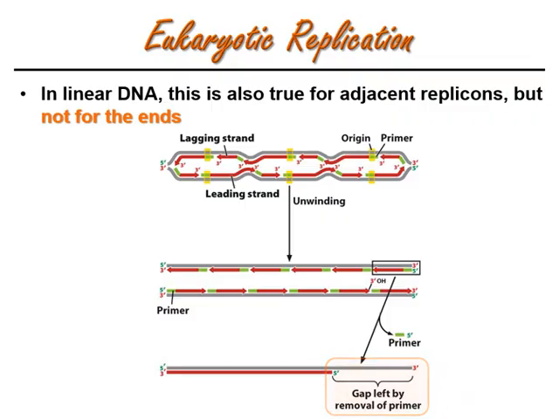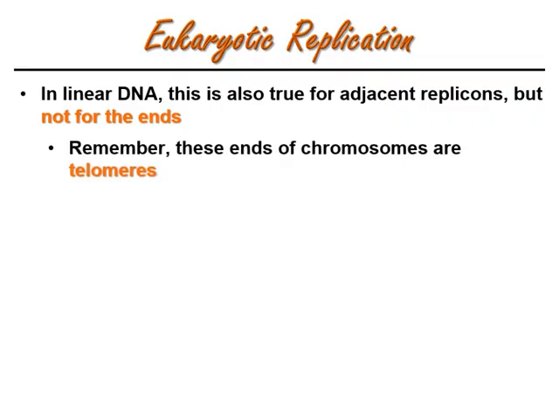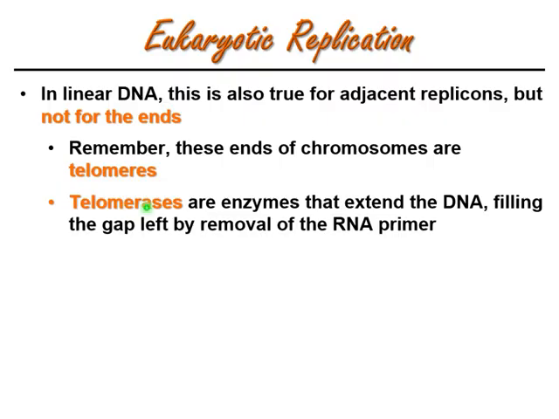And we have a gap left by the removal of the primer. The ends of these chromosomes are telomeres, and remember they're associated with aging, we don't want telomeres to be degraded or lost, because once they go, it doesn't even matter. We're going to lose chunks of our chromosomes, and we simply can't have that. So telomerases are these enzymes I let slip a moment ago that extend the DNA. They just add extra DNA. It's like filler, but it provides a template or a place for the primer to lay down. So they are enzymes that extend the DNA, filling the gap left by removal of the RNA primer.